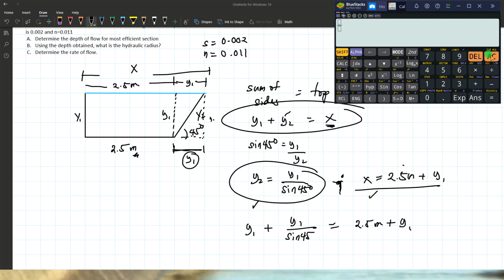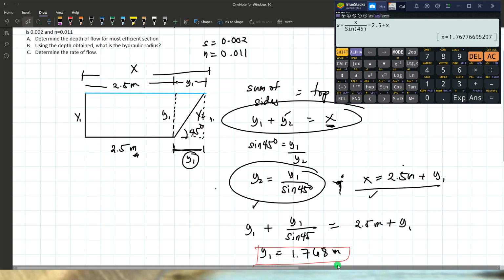So y sub 1 over sine 45 equals 2.5 plus y sub 1. The unknown y sub 1 is 1.7677, or 1.768 meters. That's the depth of flow for the most efficient section.